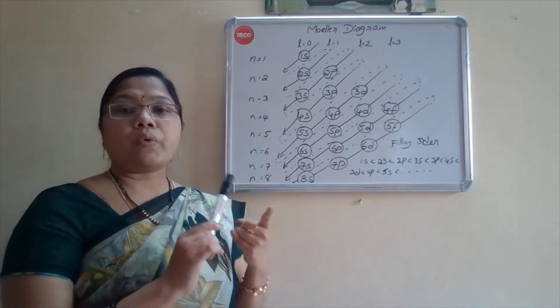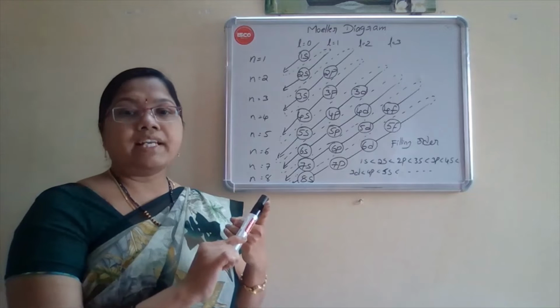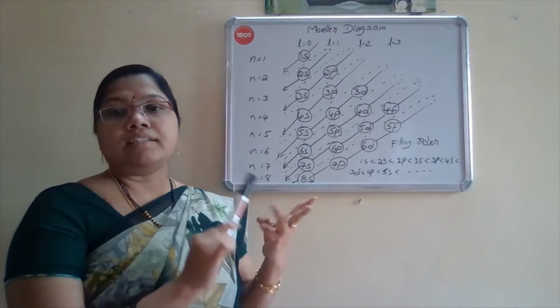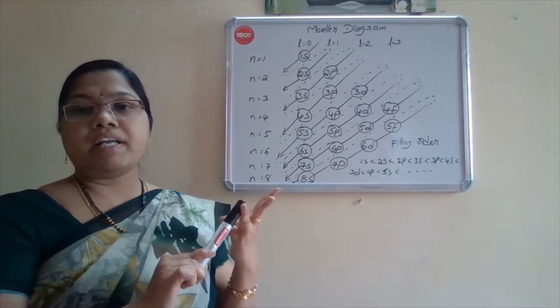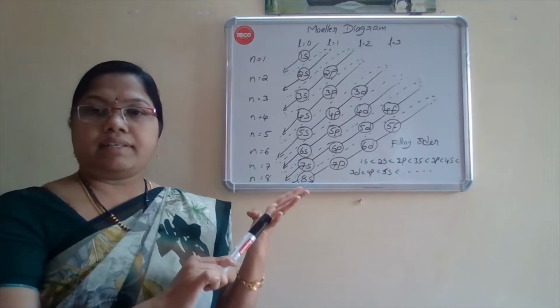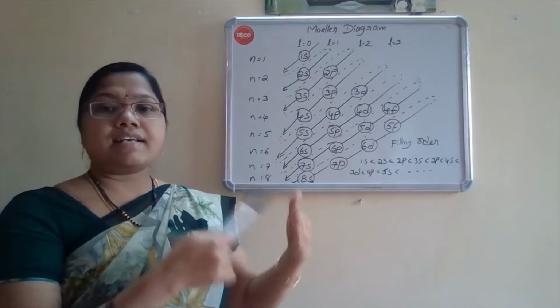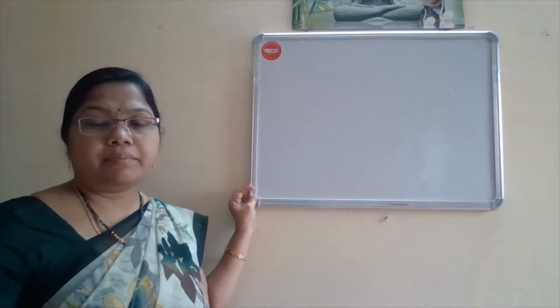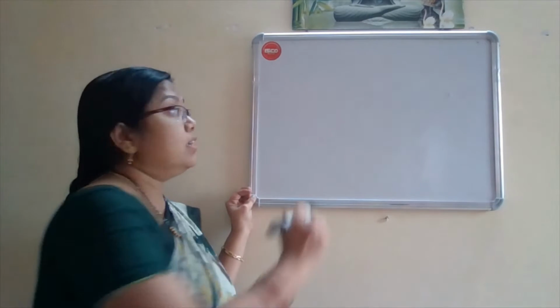There are 4 quantum numbers. First one, principal quantum number. Second one, azimuthal quantum number. Third one, magnetic quantum number. Fourth one, spin quantum number. First, we discuss briefly about quantum numbers. The first quantum number is the principal quantum number.